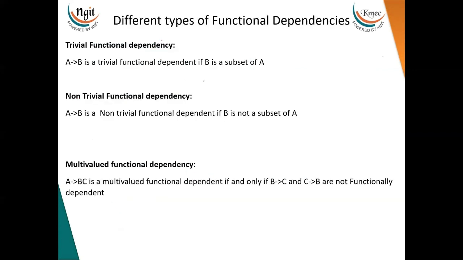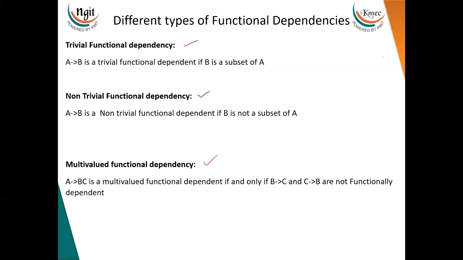Next, we have different types of functional dependencies, namely trivial functional dependency, non-trivial functional dependency, and multi-valued functional dependency. Firstly, what is trivial functional dependency? A tends to B is a trivial functional dependency if B is a subset of A.